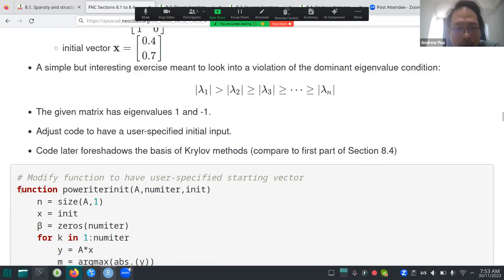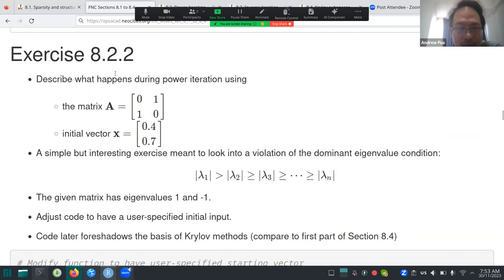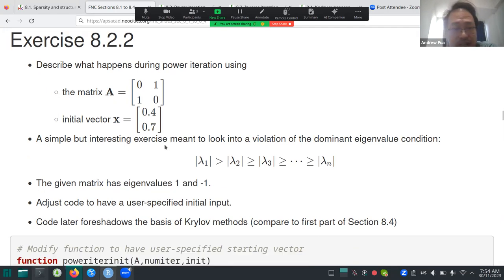Yeah. And then another interesting exercise is 8.2.2, where you're asked to look into a violation of the dominant eigenvalue condition. Okay. At least that's what I thought the intention of the exercise was. And it's this deceptively simple matrix here. The eigenvalues here are 1, minus 1. So yeah, definitely the dominant eigenvalue condition is not satisfied. Okay. And then you're asked to describe what happens if you do power iteration for this matrix.